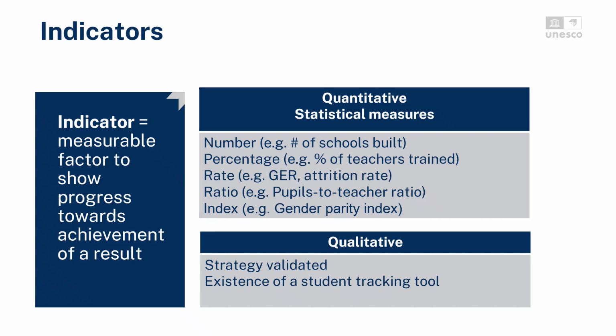Indicators are usually quantitative statistical measures, such as a number, percentage, rate, ratio, or index. For example, the number of schools built, percentage of teachers trained, the gross enrollment rate, pupil-to-teacher ratio, or gender parity index. In some cases, particularly for activities, indicators may be qualitative. Rather than measuring changes in numbers, qualitative indicators measure whether a particular criteria has been met, such as whether a strategy has been developed or a student tracking tool was implemented.